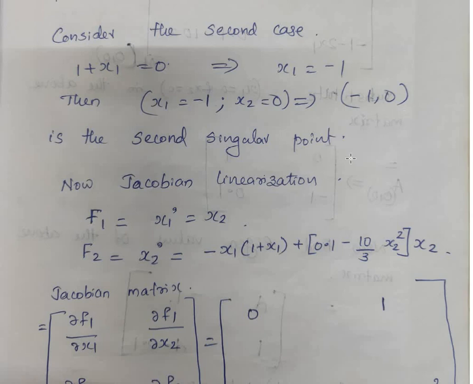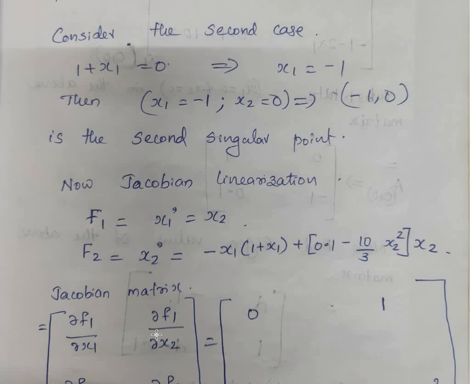So, here we have two singular points. The first one is at the origin, that is 0 0. The second one is at minus 1 comma 0. Now, that is our first aim, that is to find the singular point of the system. The next step is we have to find the type of singular point. In order to find the type of singular point, we have to linearize the nonlinear system by using Jacobian linearization.